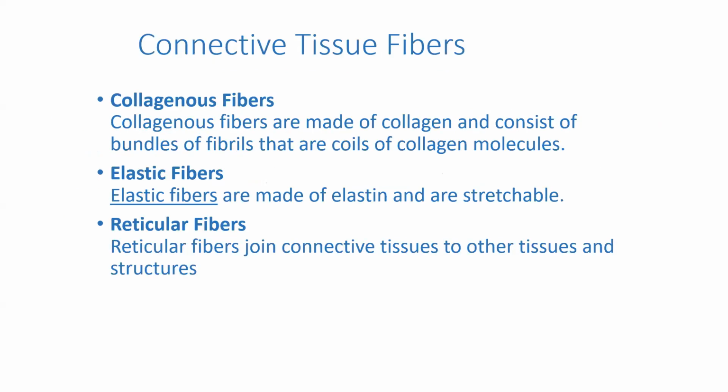Fiber types that we encounter: collagen fibers, among others. Collagen fibers are incredibly strong. Collagen is the most abundant protein in the body. Collagen is what we use to make tendons that attach muscles to bones. A strand of collagen is equivalent to a strand of stainless steel. It's that strong. Elastic fibers are exactly what they sound like. They're made of elastin and they're stretchable. And then the third type of fiber are the reticular fibers.